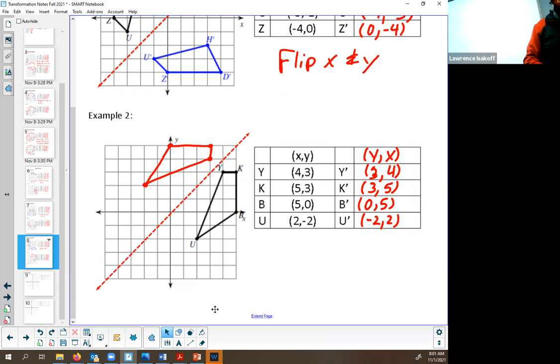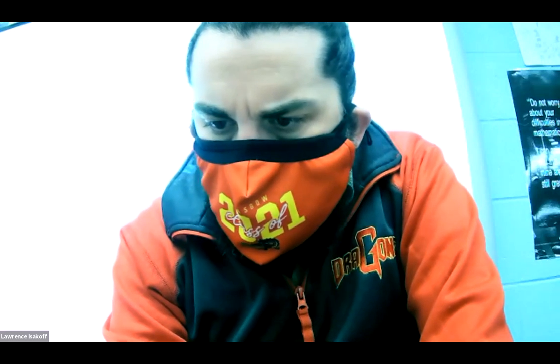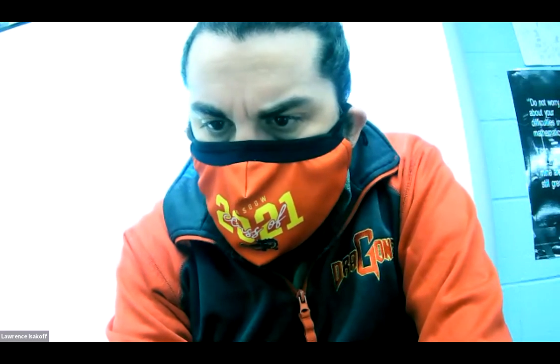And that's it. That's reflecting over these various lines. So we still do have a half hour to try and get the work done. Hopefully you can get close to it being done in that half hour. If you do have questions, please let me know.